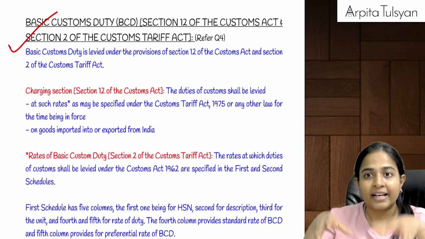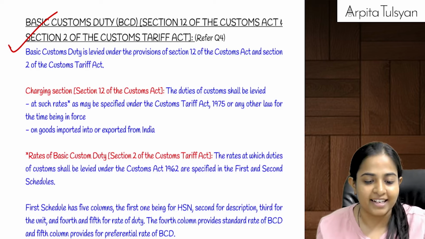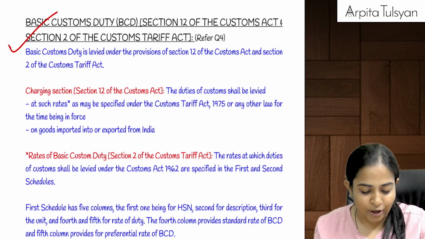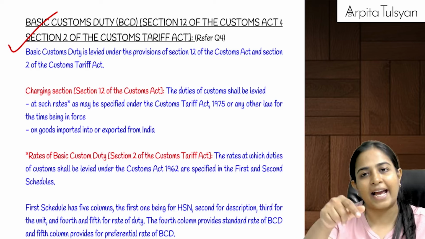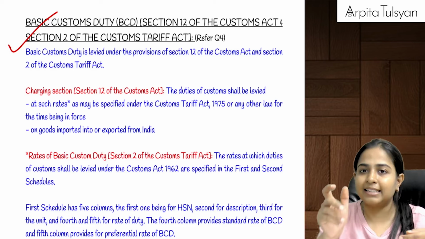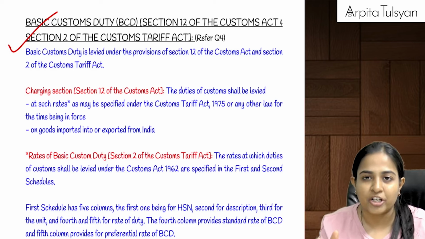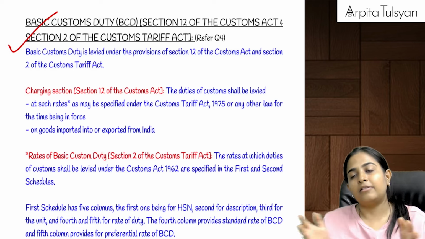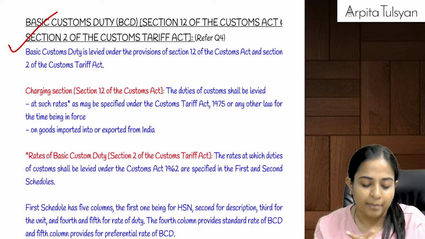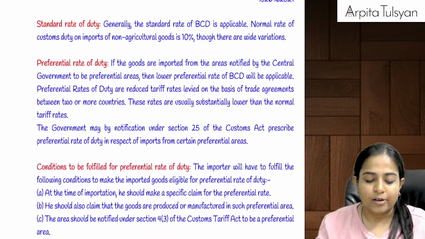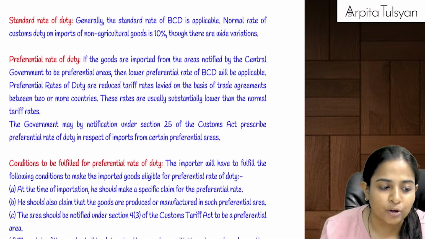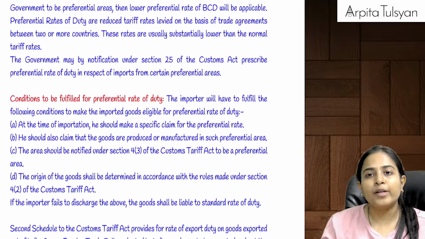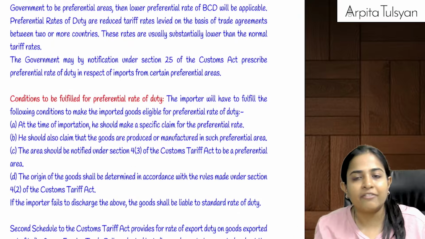As per the rate, as per the classification we had done in the last chapter, on that basis your rate of customs duty will be determined and it will be calculated on that value. Either the standard rate will be chosen or the preferential rate will be chosen, and on that basis this rate will be determined, and we are going to calculate the basic customs duty which is going to be payable. Do you recollect, one was your standard rate and the other one was preferential rate?